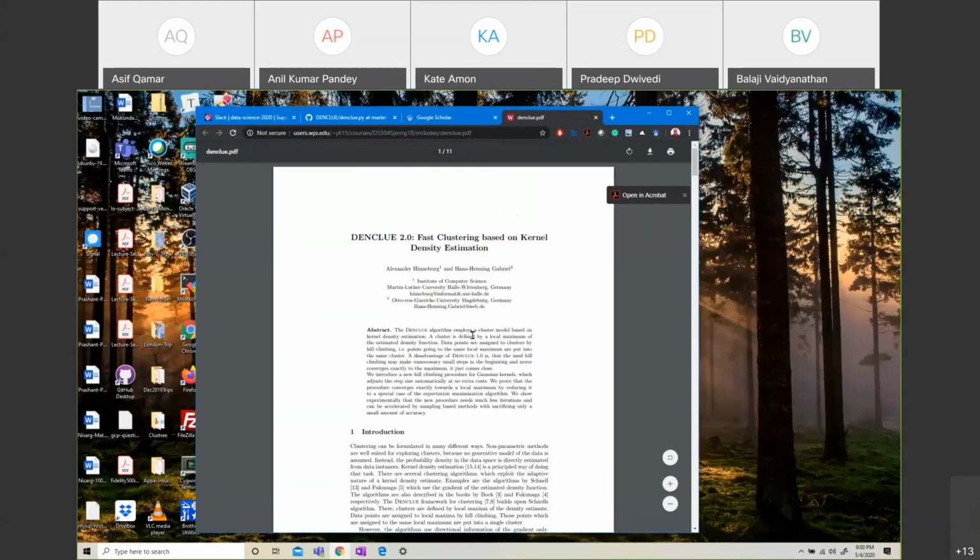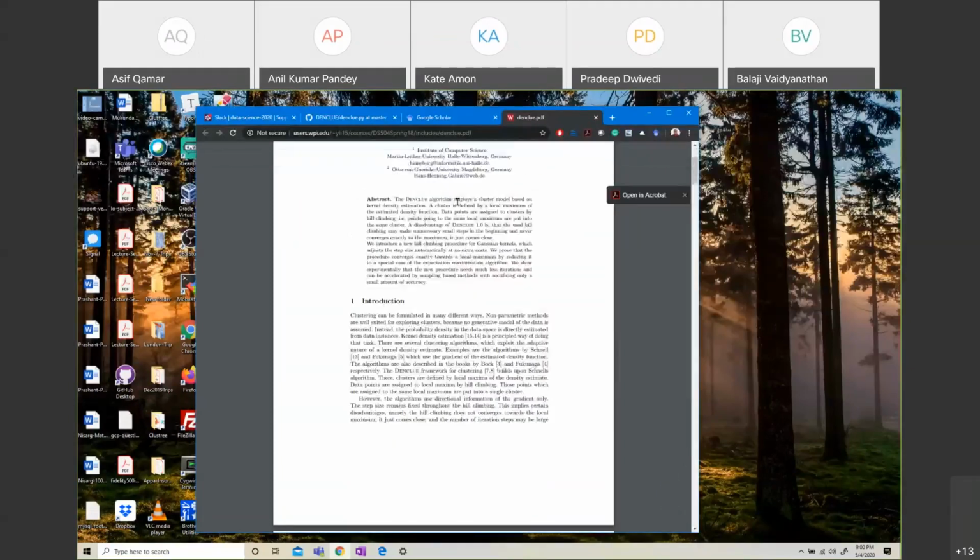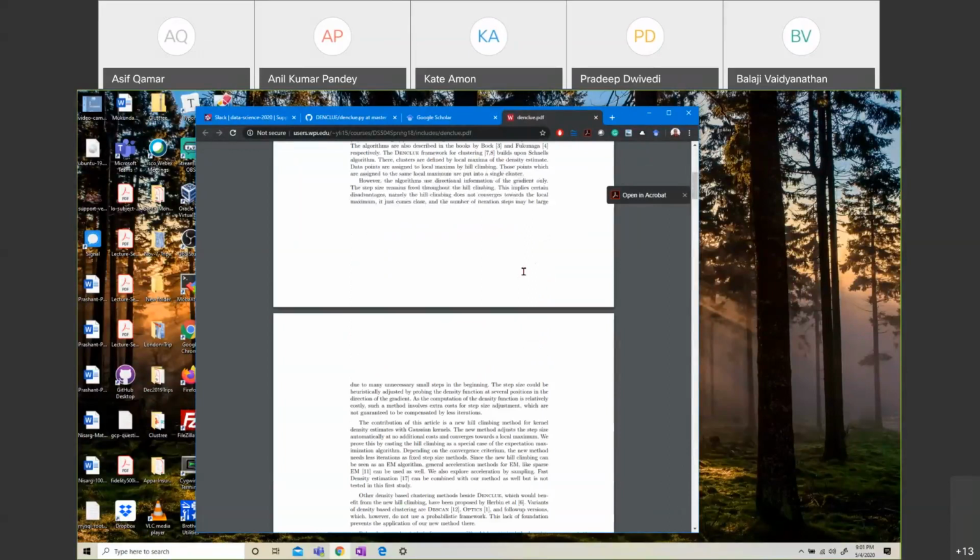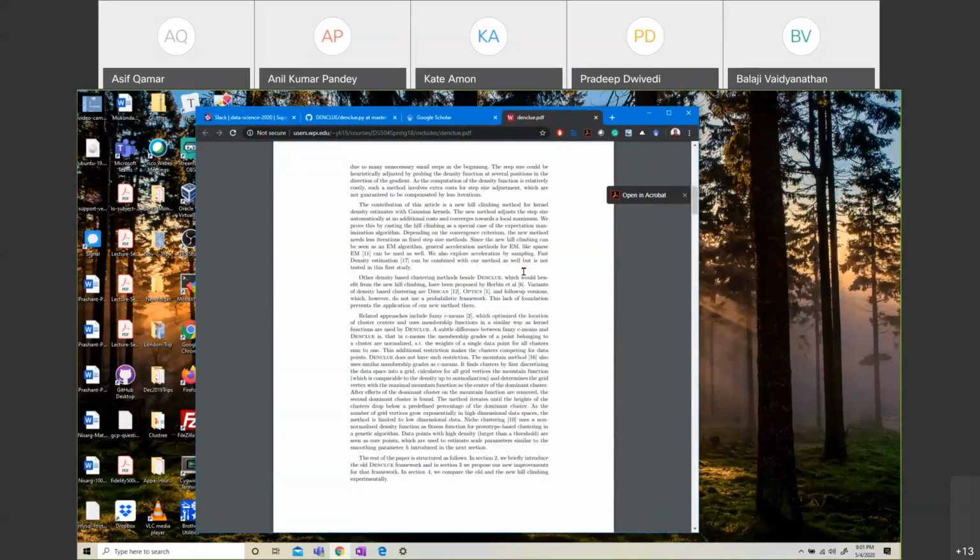The first one. So here is a paper on DENCLUE. The DENCLUE algorithm employs a cluster. So let's just scan through it and see if it is beginning to make sense. There's a Gaussian kernel, which of course we understand.